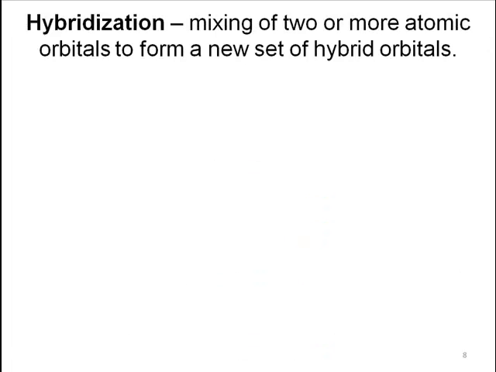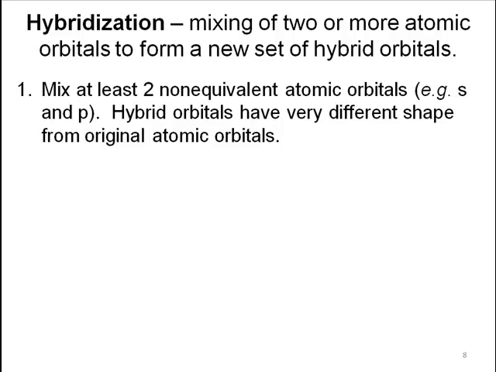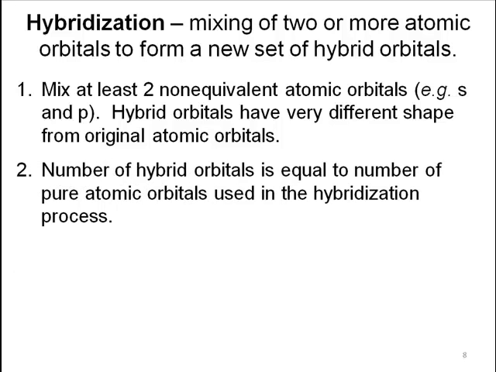So hybridization is the mixing of two or more atomic orbitals to form a new set of hybrid orbitals. So you mix some atomic orbitals together and you get what's called a hybrid orbital. Mix at least two non-equivalent atomic orbitals, S and P. Hybrid orbitals have a very different shape from the original atomic orbitals, so the shape is modified when this happens. The number of hybrid orbitals is equal to the number of pure atomic orbitals used in the hybridization process. So what we're doing is changing the shape of some of these orbitals.